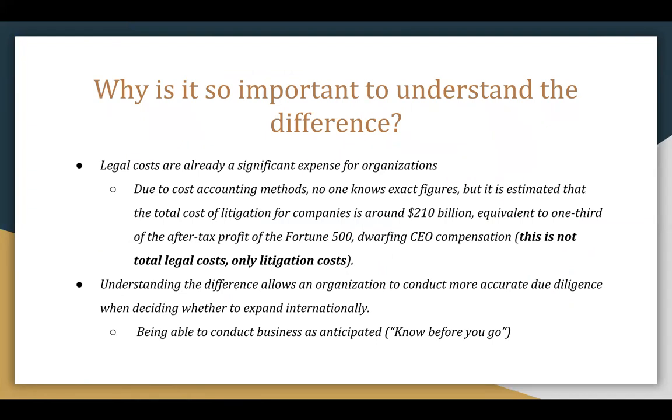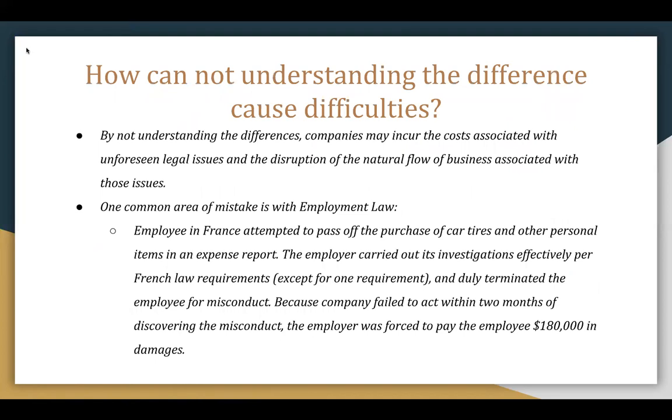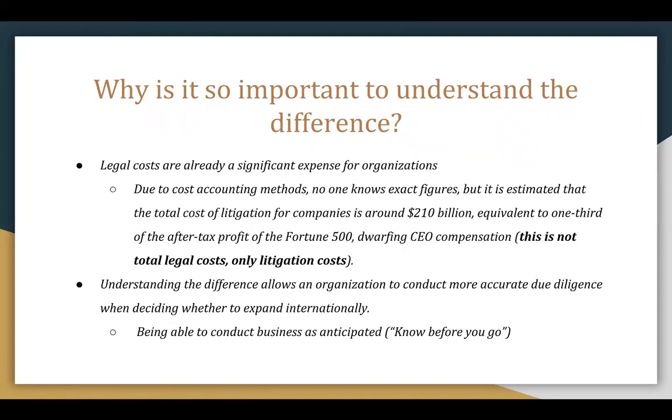We know that legal costs are already a significant expense for organizations. And according to our research, there's no exact figure due to cost accounting methods, and that you can incur expenses at different times in different quarters and different years. But it's estimated that the total cost of litigation for companies is around $210 billion, which is equivalent to 1/3 of after-tax profit of the Fortune 500, far exceeding CEO compensation.